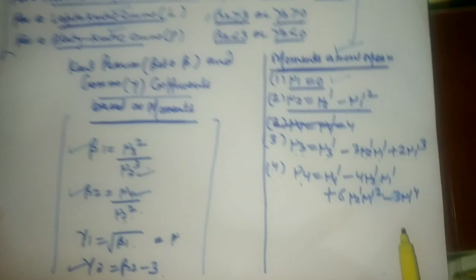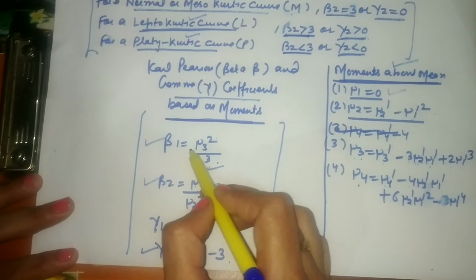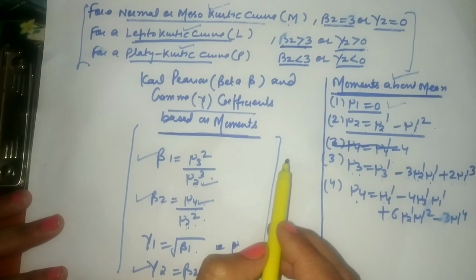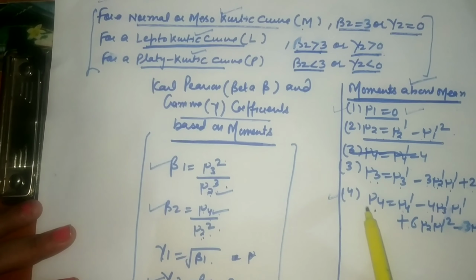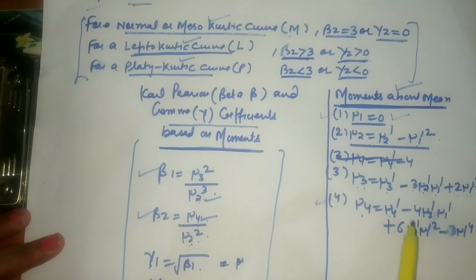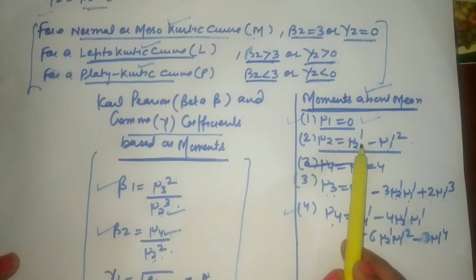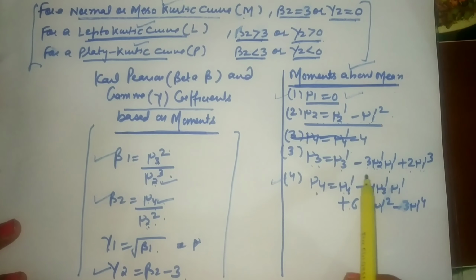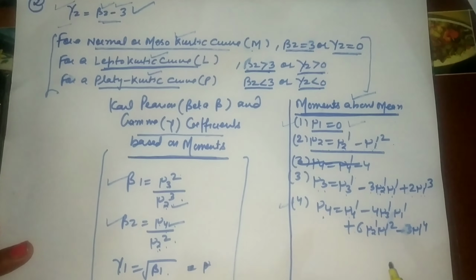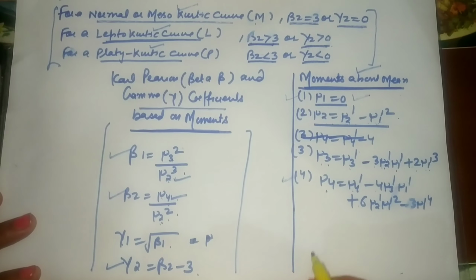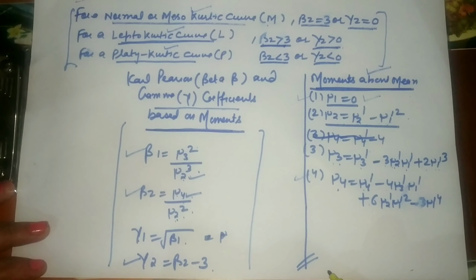That means whenever we have to calculate beta 1 and beta 2, we have to calculate the moments about the mean. I have written these formulas and they will be used. When we solve the illustrations, we will calculate mu 1 dash, mu 2 dash, mu 3 dash, then we will put them in these formulas. We will get the first moment, second moment, third moment and fourth moment. These are the various formulas that we will use in the various illustrations.